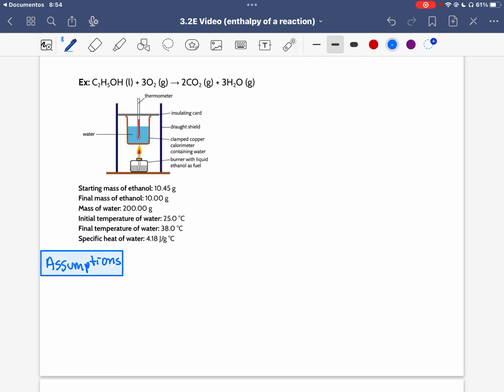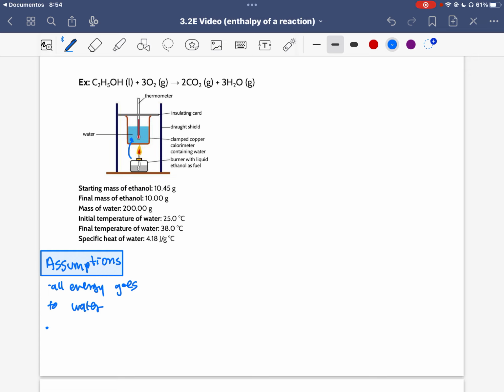So one thing we assume is that all the energy goes to the water from the thing that's burning. Of course, that's not really true. There's going to be some energy lost as heat, but we're going to need to assume all of the energy went into the water in order to do our calculation. That's okay. We know that that is going to bring up a little bit of error, but that's okay.